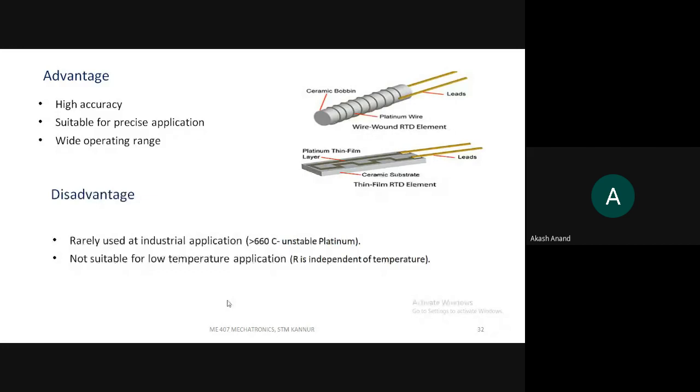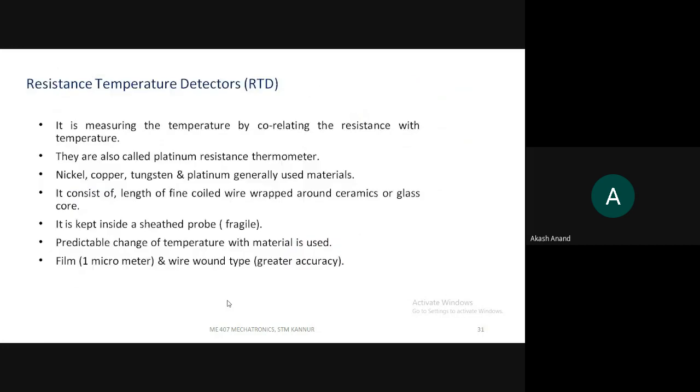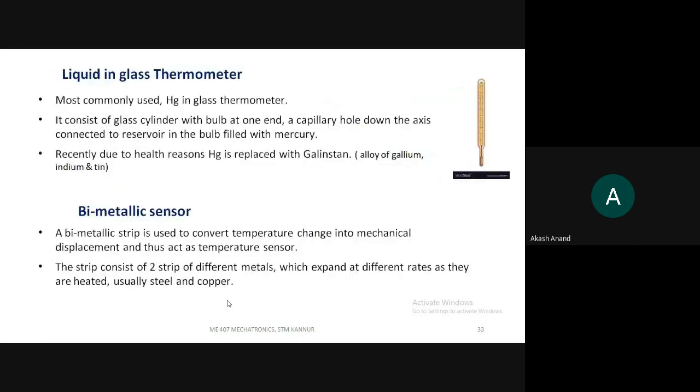It is also not suitable for low temperature application. Why? Because at low temperatures, the platinum coil's resistance is independent of temperature. So at a very high temperature and at a very low temperature, the device, that is the RTD, cannot be used. Those are the advantages and disadvantages of both these devices.